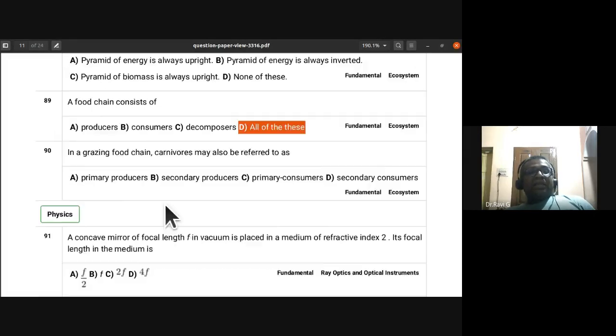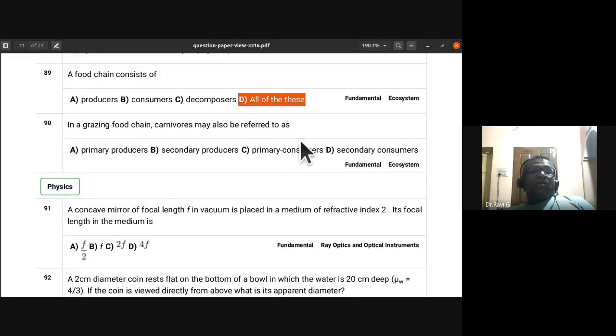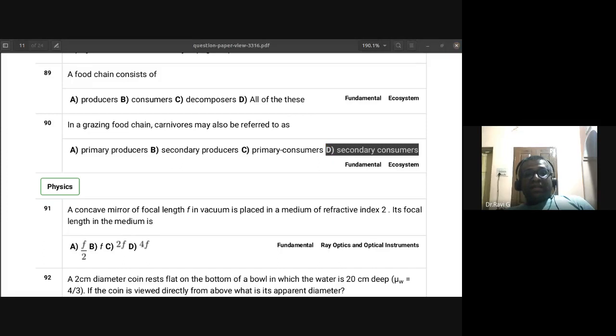90th, in a grazing food chain, carnivores may also be referred to as primary producers, secondary producers, primary consumers, secondary consumers. Okay, so the carnivores can be called secondary consumers. So 90th, D is the answer.